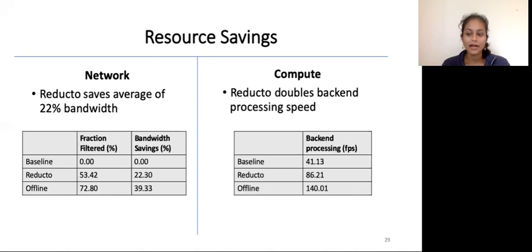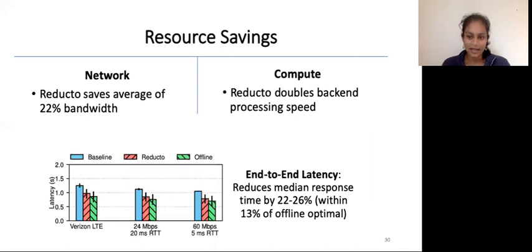And recall that early on, we said that the reason we care about network and compute costs is because they affect our ability to respond to queries with low latency. So now let's look at it end to end. With these network and compute savings, how did our latency change? We see that across different networks, including both fixed rate and time varying networks, Reducto reduces the median response time by 22 to 26%, and that's within 13% of the optimal.